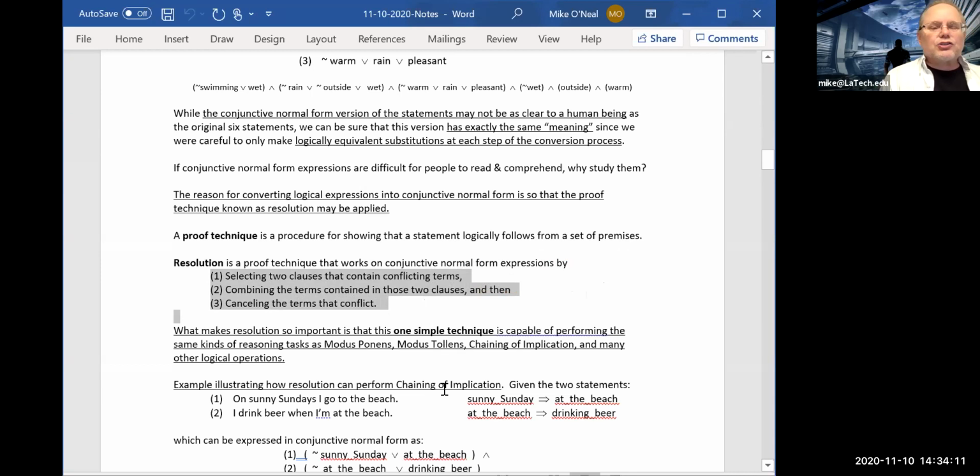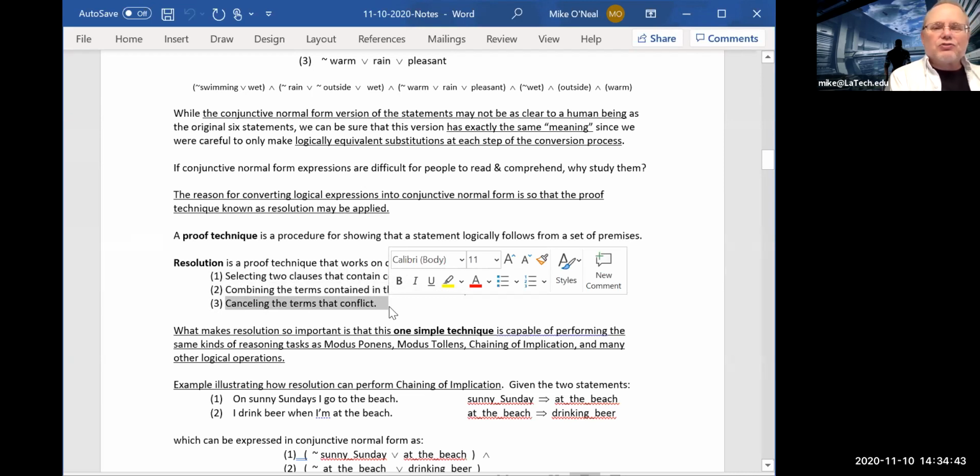First, you select 2 clauses that contain conflicting terms. What do I mean by conflicting terms? Well, one of them would contain, say, A, and the other one would contain not A. And you can cancel when you find conflicting terms. So you find two clauses that contain conflicting terms, you combine the terms together in those clauses, and then you cancel the terms that conflict. And the reason why you can cancel is something cannot both be true and not true at the same time.